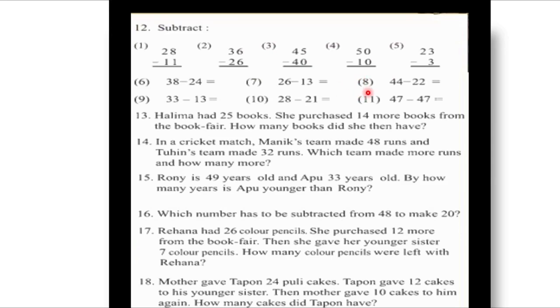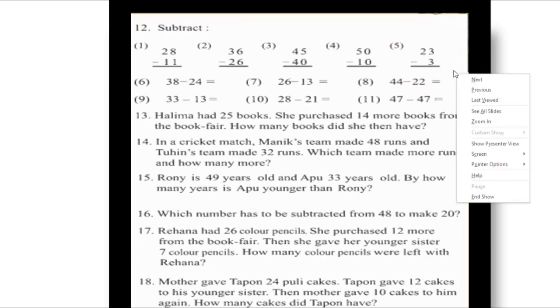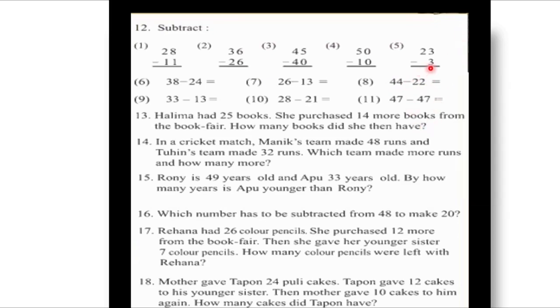If we see question number 8, we can see that 44 minus 22 is equal what? You know that 4 minus 2 is equal 2, and then 4 minus 2 is equal 2. So the answer of question number 8 will be 22.